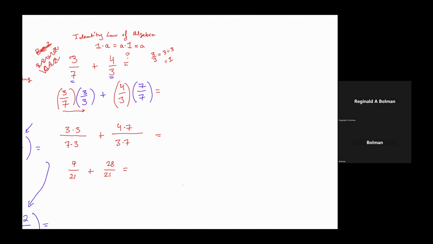Now you're going to add everything across the numerator. So you get 9 plus 28. 9 plus 28 gives you 37. So we should have 37 over 21, and that would be our answer.